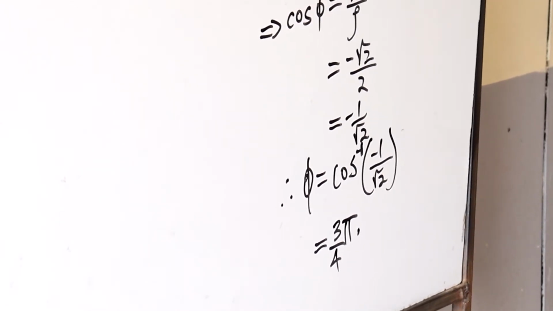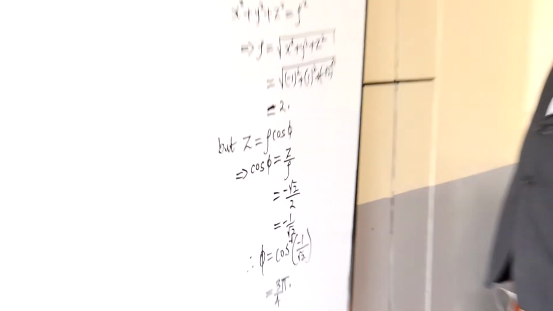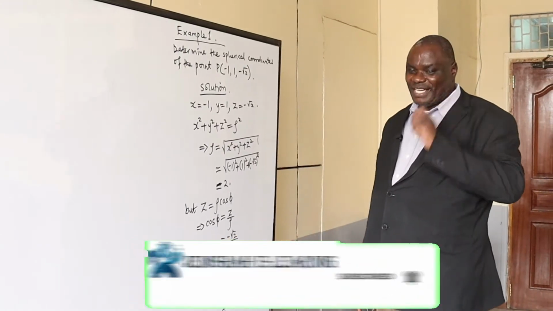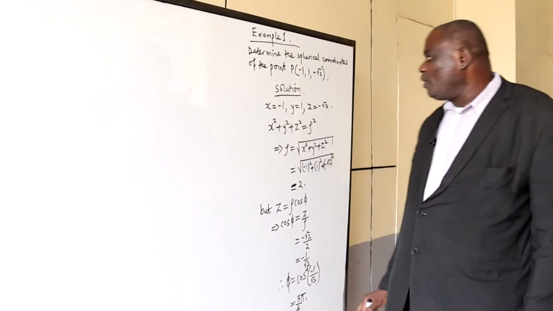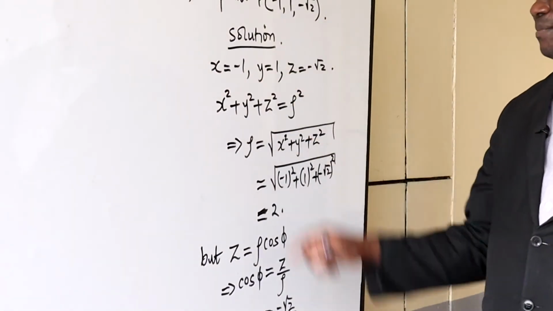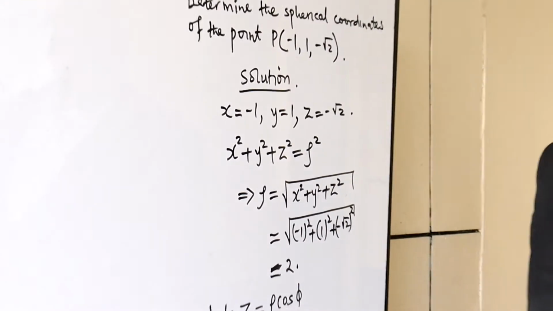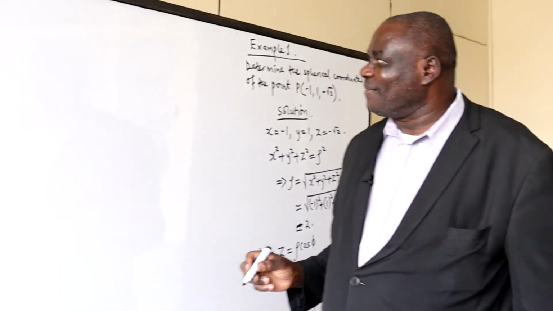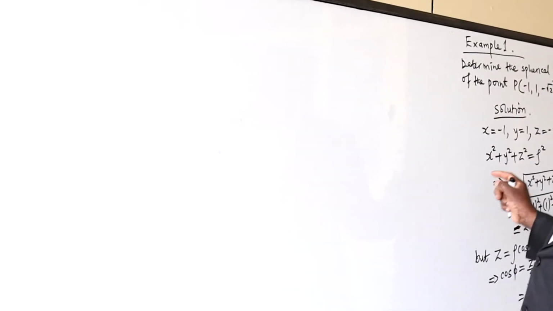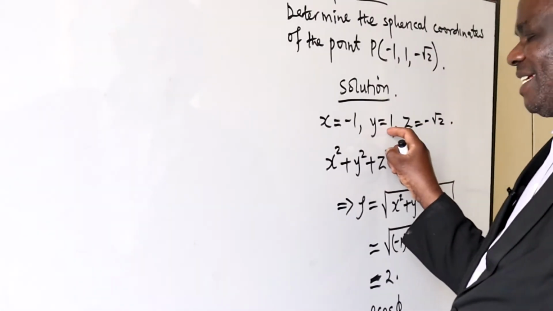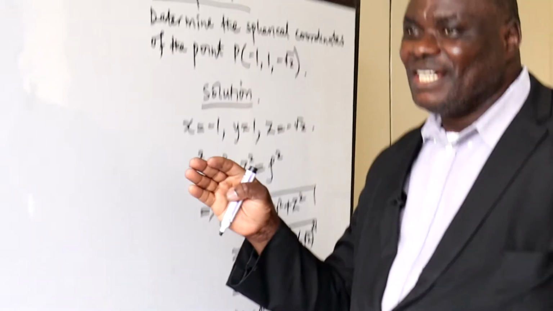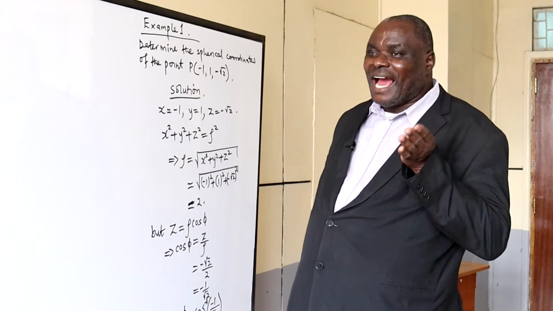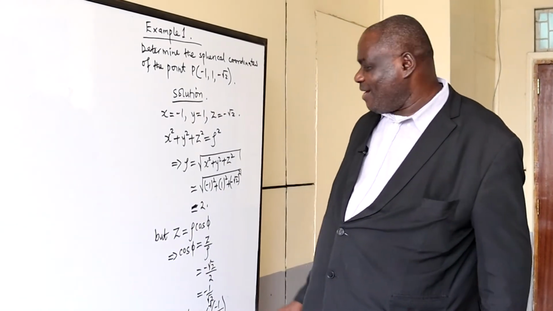Because we have gotten the value of phi, our main aim now is to get the value of theta. Rho is there, phi is there, what is remaining is only theta. Since x is negative and y is positive, we can use x to give us the required angle in getting the value of theta. Since x is negative and y is positive, we are in the second quadrant, so we expect our angle to be between pi over 2 and pi.